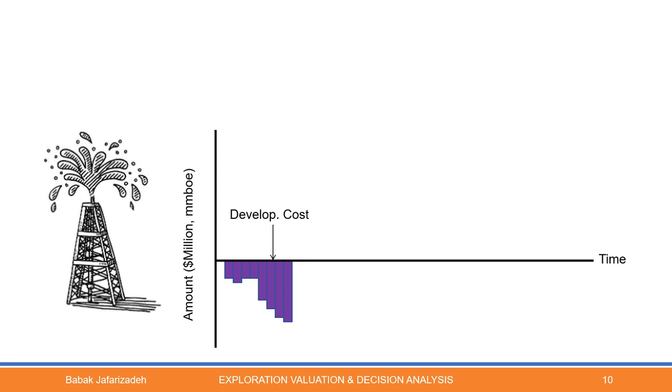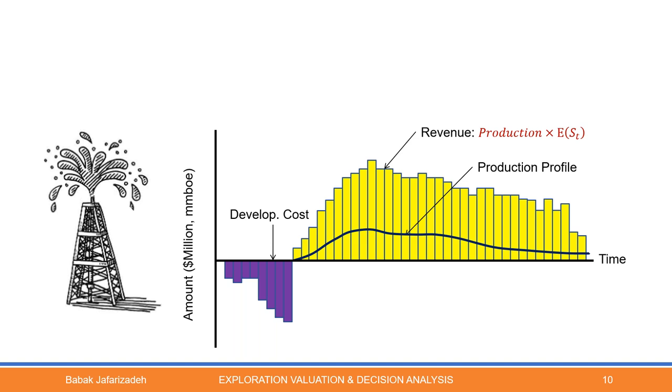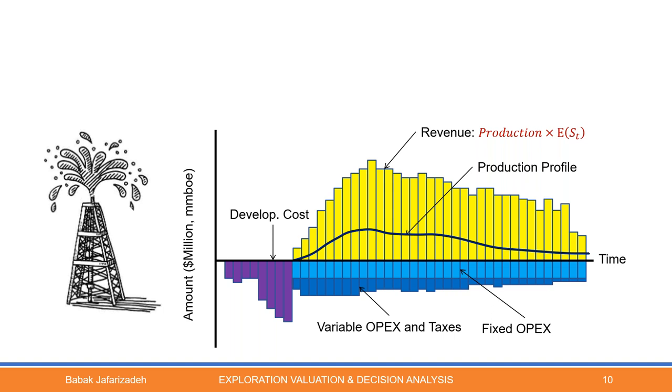Then after this time of preparation, construction and development, we will get a production profile. It will start, it will accelerate up, it will reach a peak, and it will gradually decline. That's the pattern that we observe in many of the conventional oil or gas fields. So we produce oil and we sell oil or gas in the markets, and we get this revenue. The revenue is just production times expected prices. Here I'm showing the expected prices. In order to operate this asset, we need to pay operating costs called OPEX, and we also need to pay taxes to the government, pay variable costs, and things like that. So this is a simplified picture of all the cash flows that we will get if we make a discovery.